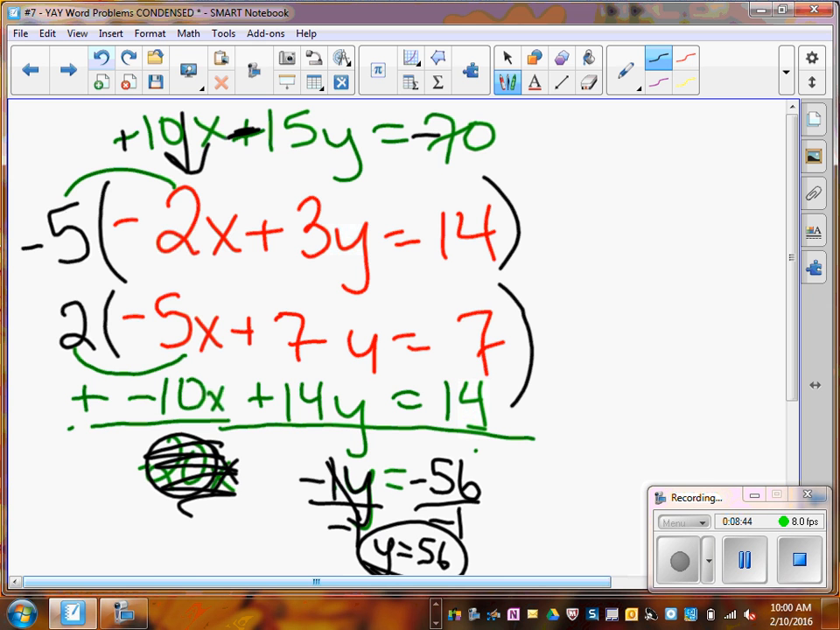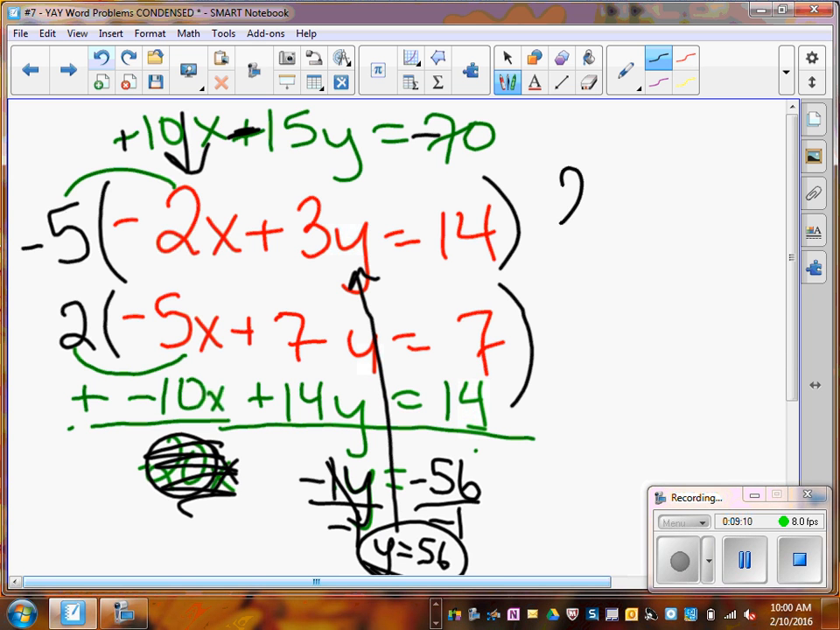Alright, other questions on this? Alright. So let's continue with this problem then, since we're doing it here. Alright, so y equals 56. Now that I know that y is 56, what would I do to find x? Yeah, take this and put it into my original equation. It does not matter which original you use. Take and put it back into your original equation and solve for x.